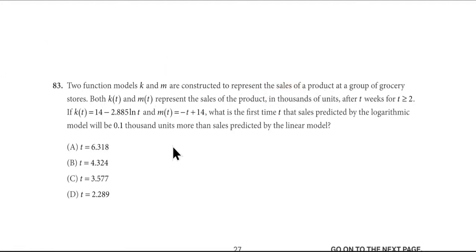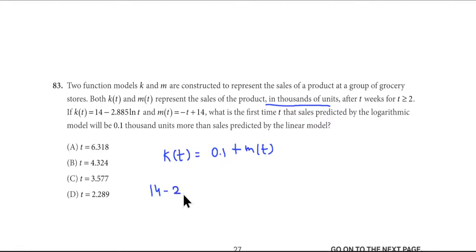Okay. So they are saying, when will it happen that the logarithmic model, that is K, so I'm going to say the sales represented by K, will be 0.1 thousand. No need to add another thousand or multiply 1,000 to 0.1. It may not make sense because remember, these are already in thousands. So you are looking for when K(T) is 0.1 more than the sales predicted by the linear model, the first time. So I think this is the equation that they are looking for.